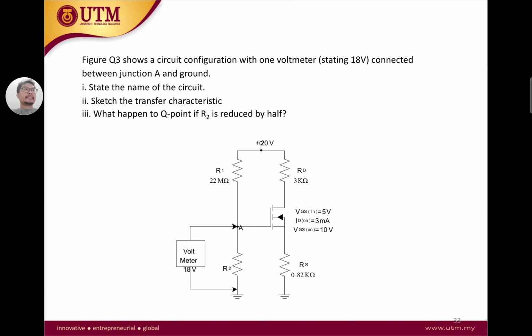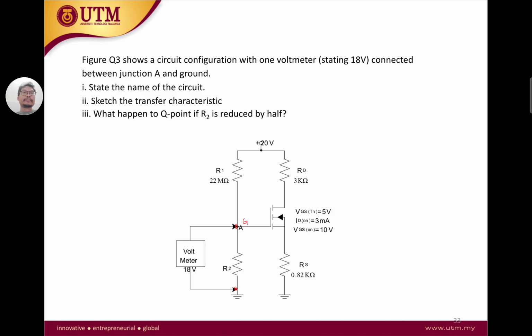Okay then, so let's proceed with the next example here on the voltage divider bias. Figure Q3 shows a circuit configuration with one voltmeter. Basically here we are putting a voltmeter between ground and the gate terminal of the MOSFET circuit configuration, and we get the 18 volts reading on the voltmeter.